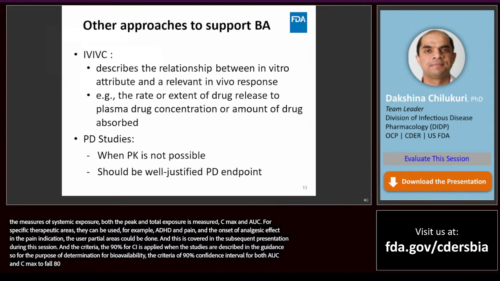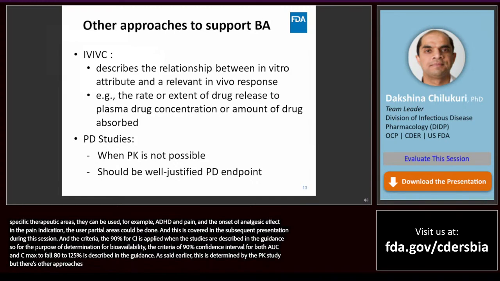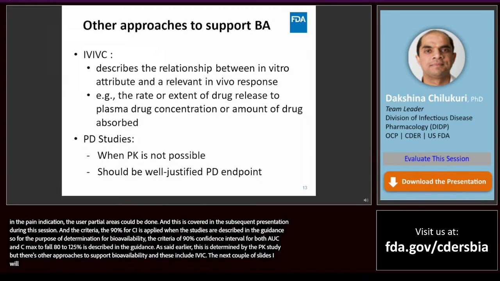As indicated earlier, BA is determined most commonly by a PK study, but there are other approaches to support bioavailability, and these include IVIVC. In the next couple of slides, I will describe in brief these approaches, and again the subsequent presentation in this webinar will touch upon this in a little bit more detail.